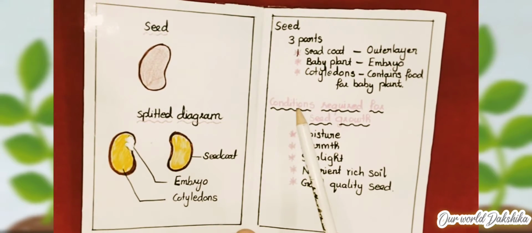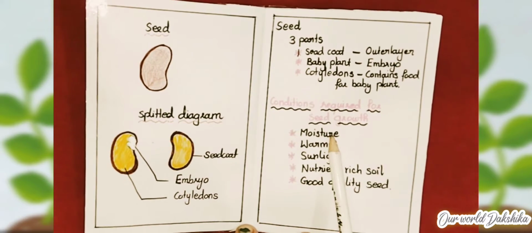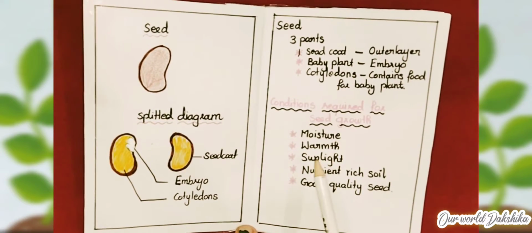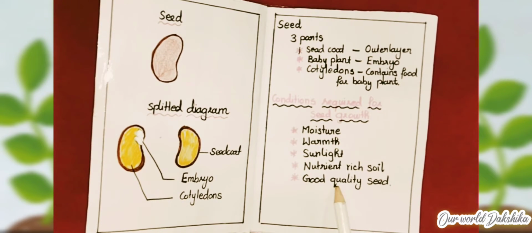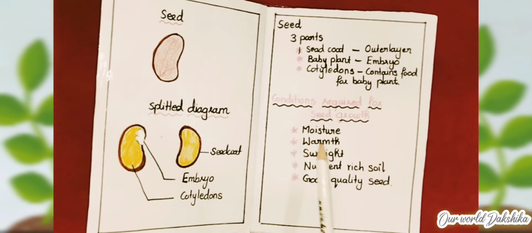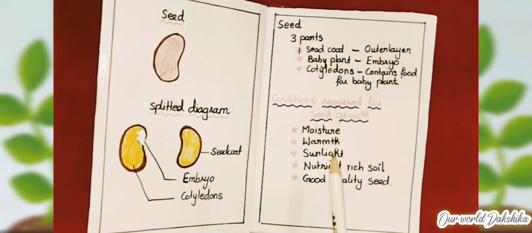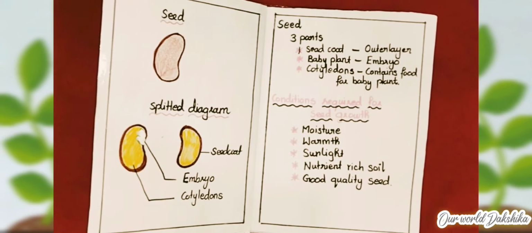Okay. What are the conditions required for seed growth? Moisture, warmth, sunlight, nutrient-rich soil and good quality seed.